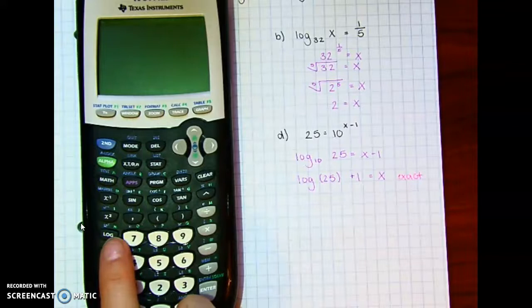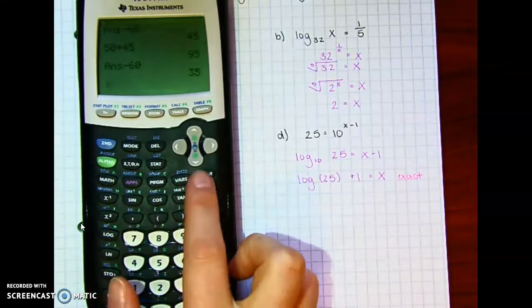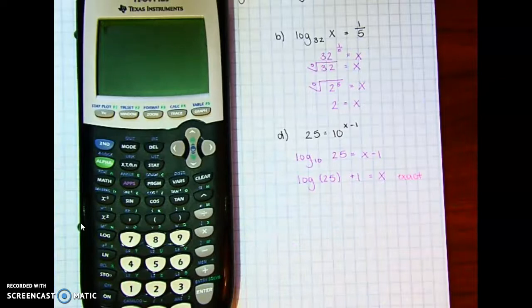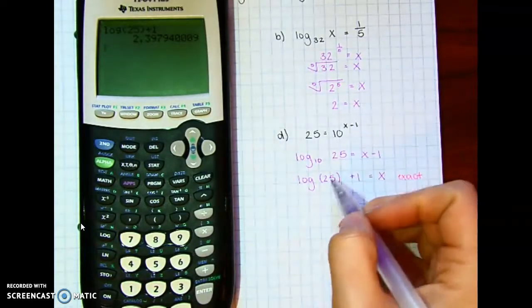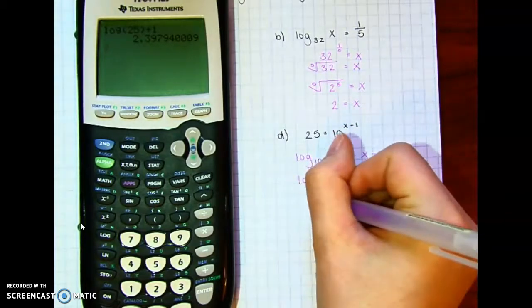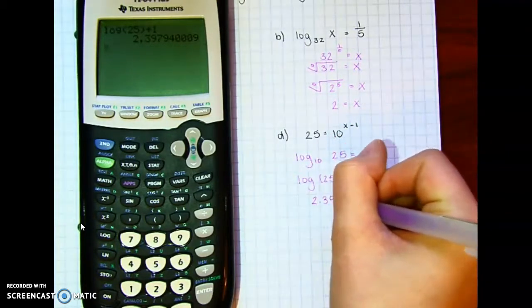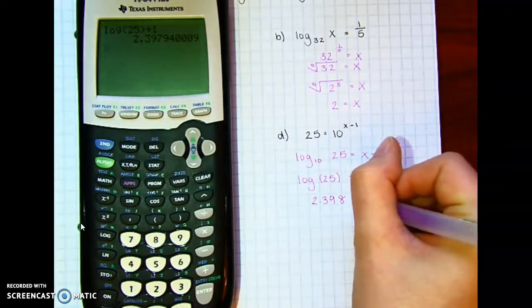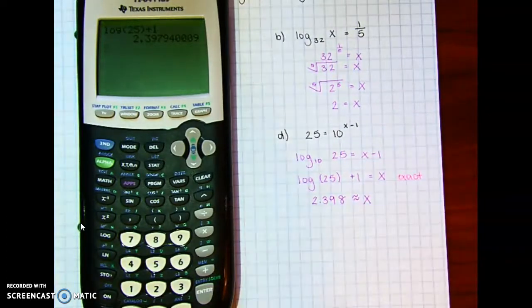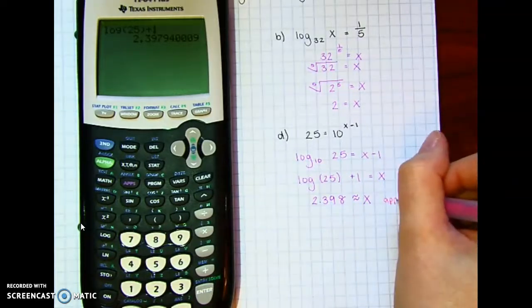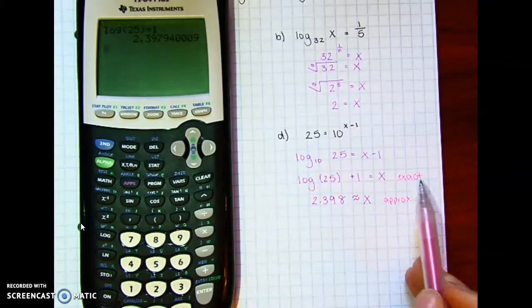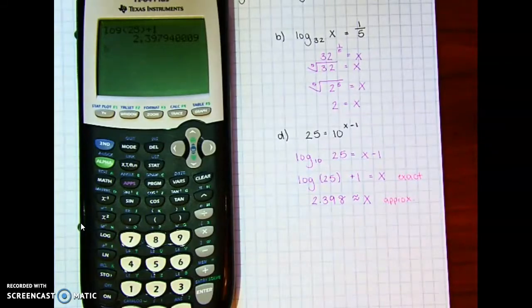And there's a button called log. So I'm going to turn my calculator on, and like we talked about the other day, base 10 is most common. So if I just press log, it's automatically in base 10, like we are here. So log of 25, close my parentheses, plus 1. And then let's round to the nearest 1,000. So this is going to be 2.398 approximately. And that's our approximate answer. And you should always give an exact answer and an approximate answer unless otherwise told.